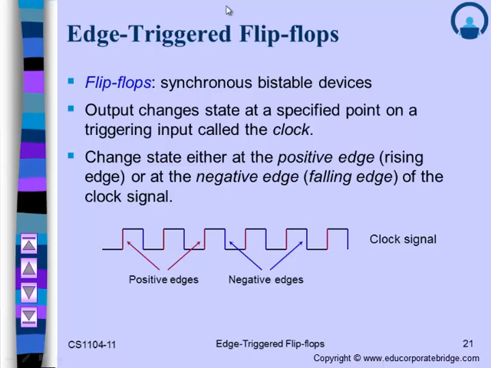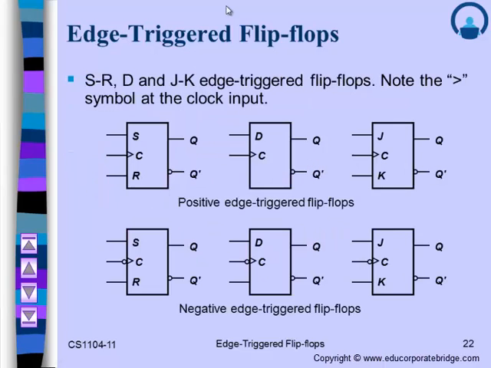That is, they change the state either at the positive edges or at the negative edges. These are the different kinds of triggering flip-flops: SR flip-flops, D flip-flops, JK flip-flops, and edge-triggered flip-flops.